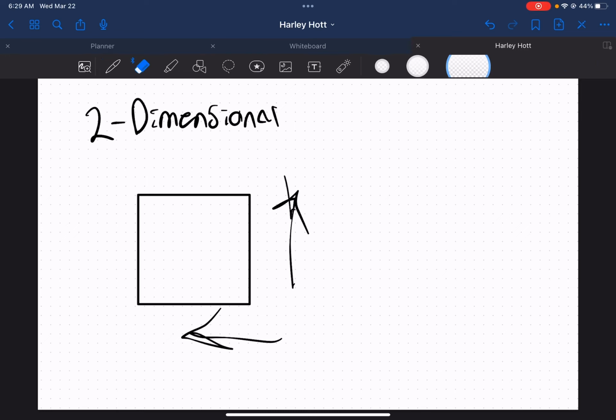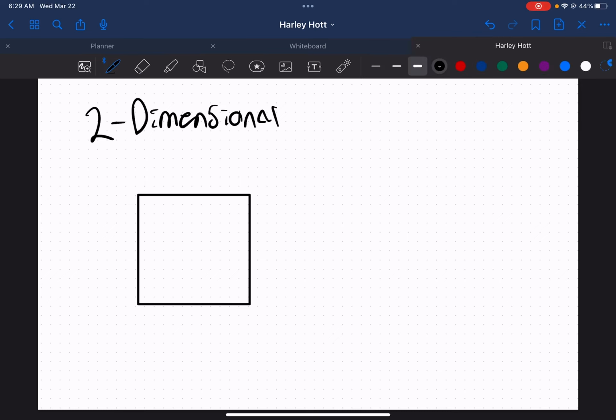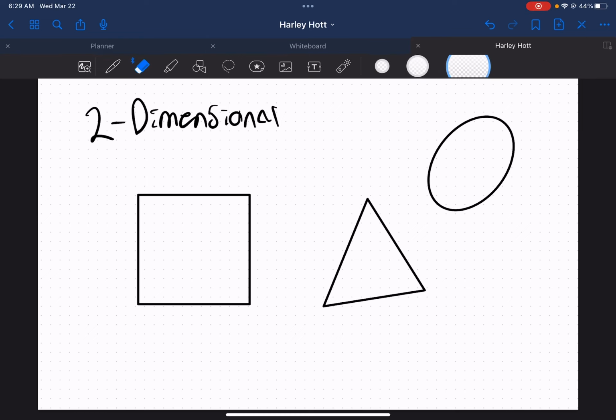We know a lot about 2D shapes. We know how to name them. We know that this is a square, right? Or a rectangle. We know what a triangle looks like, right? We know what a circle looks like. We know all of these two-dimensional shapes. We feel very confident about those, I'm sure.